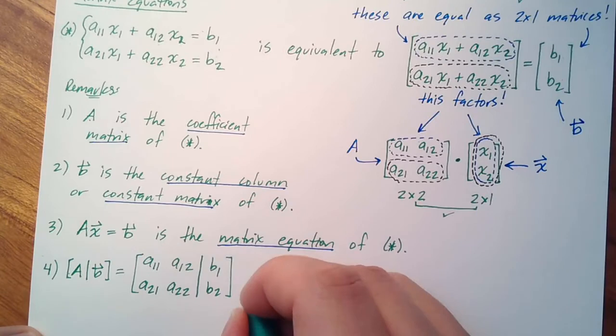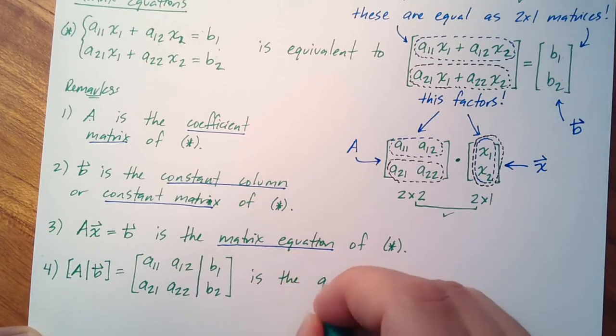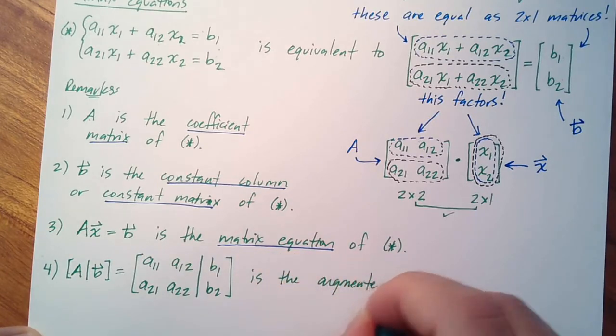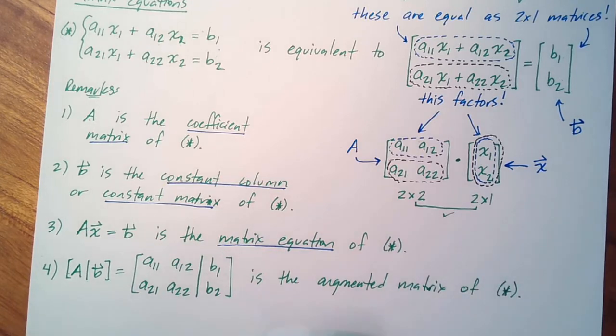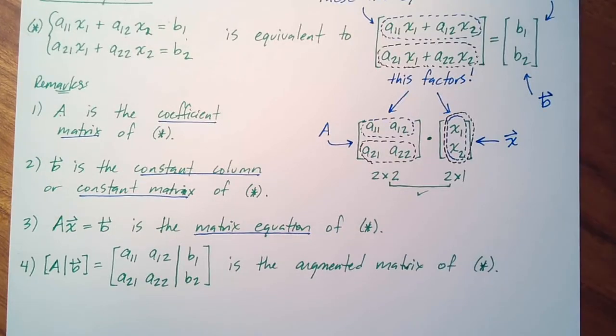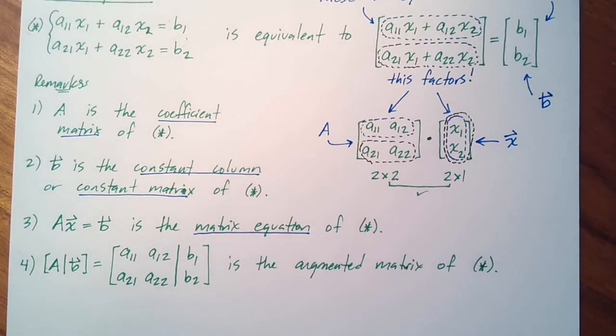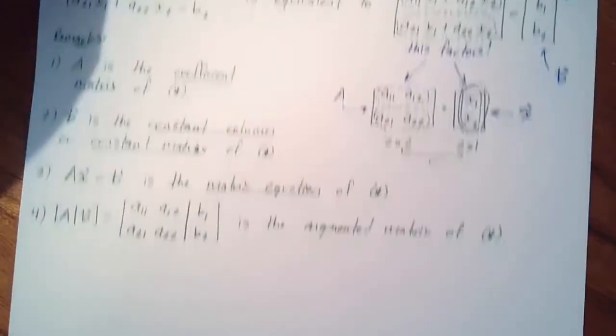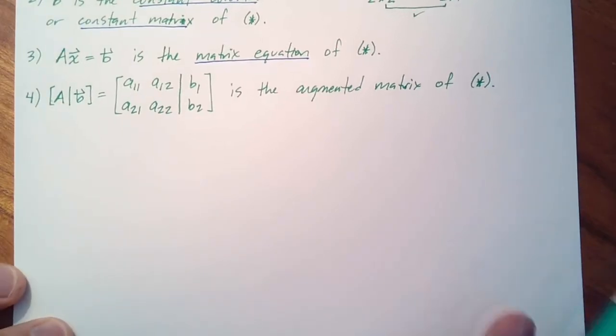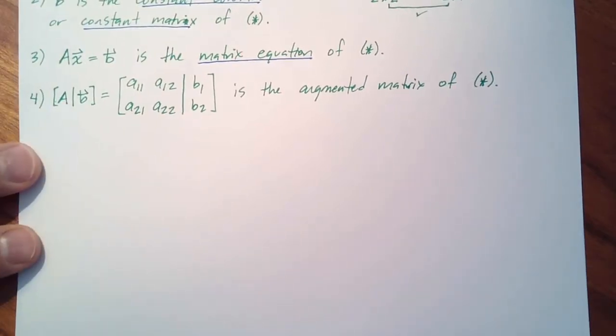So this is the augmented matrix. And I'm not going to underline it because it's not a new definition. We've seen augmented matrices before. What is new about this is that this gives you another way to write it more compactly. Okay, so let's look at some examples.